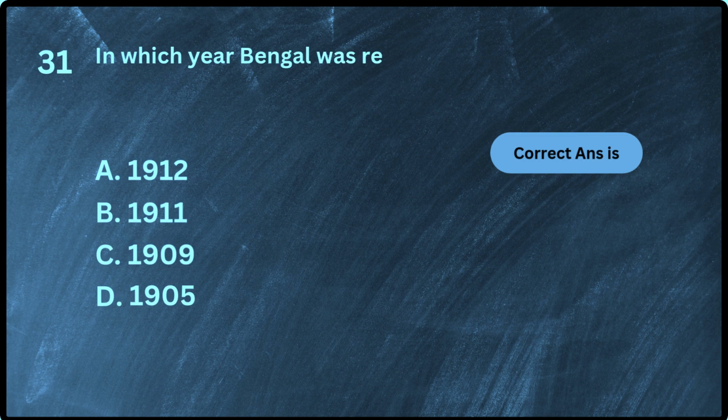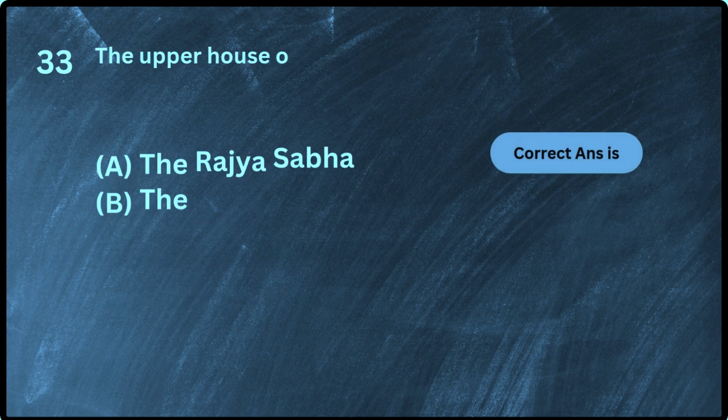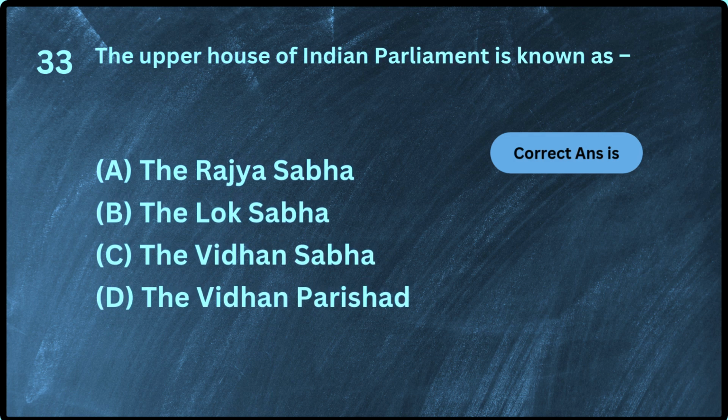In which year was Bengal reunited? Correct answer is option B. Who was the first Indian to receive Nobel Prize? Correct answer is option A. The upper house of Indian Parliament is known as. Correct answer is option A.